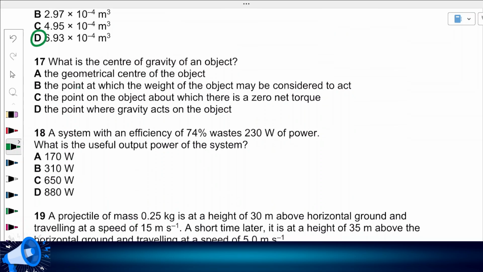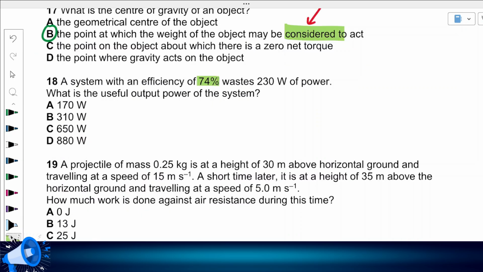Okay, then the very easy one. What is the center of gravity of an object? The point where the entire weight of the object may be considered to act. So 74% is not the wasted power. That's the only trick here in the question. It's phrased in a way that it appears 74% of the wasted power is 230. No, it's not. The system is 74% efficient, okay, it means it wastes only 26%. So 26% of the power is wasted.